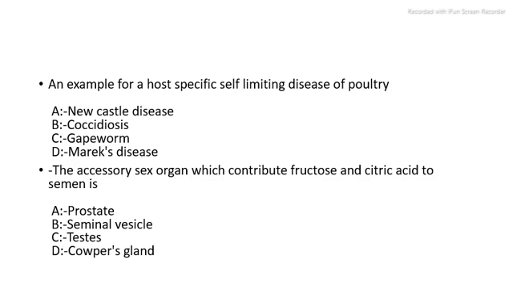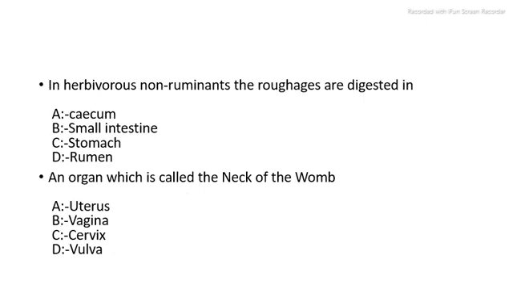Next question. The accessory sex organ which contributes fructose and citric acid to semen is? So option A prostate, option B seminal vesicle, option C testes, option D Cowper's gland. So the correct answer is option B, seminal vesicle is the accessory sex organ which contributes fructose and citric acid to the semen.